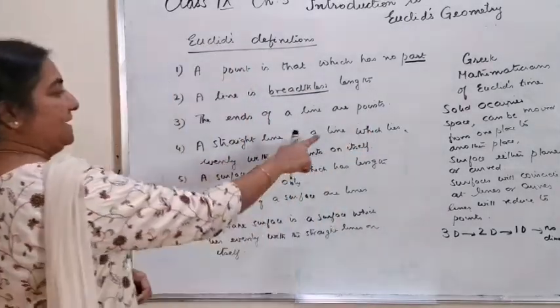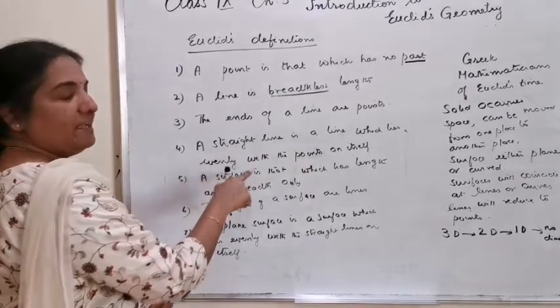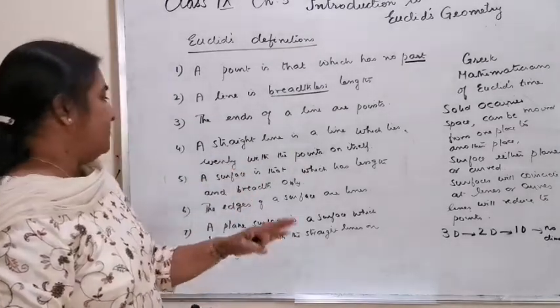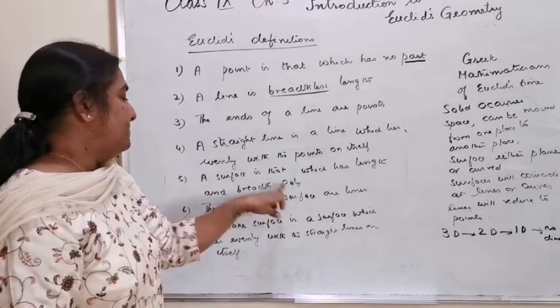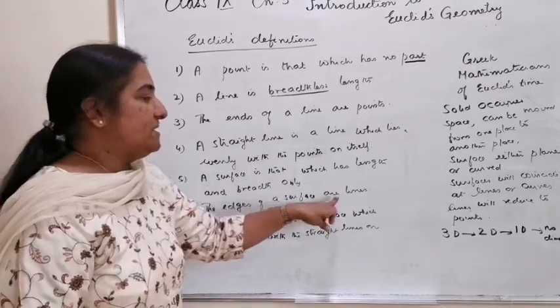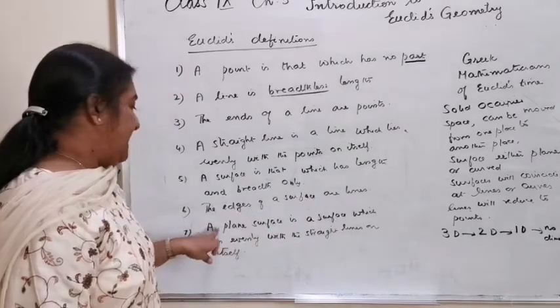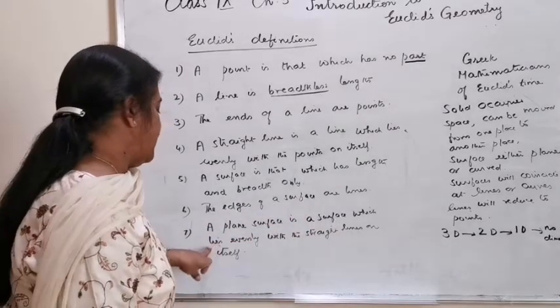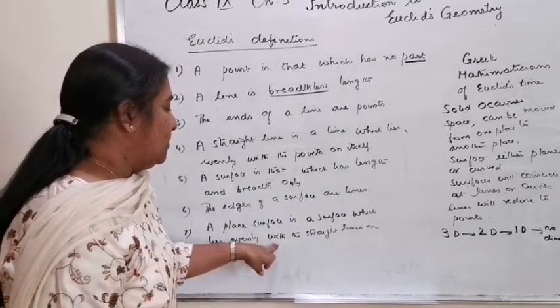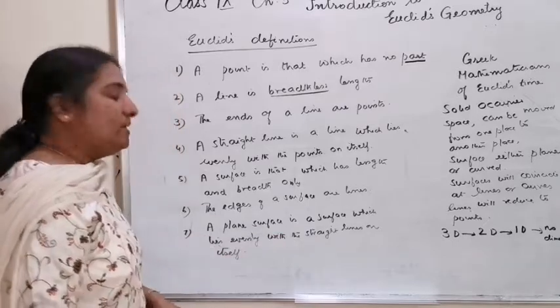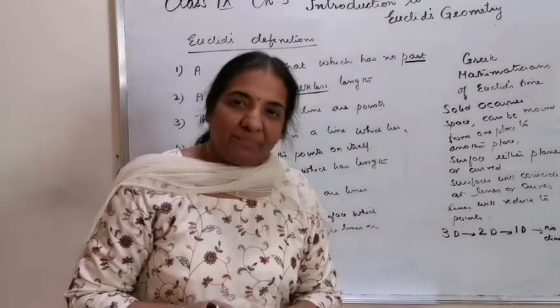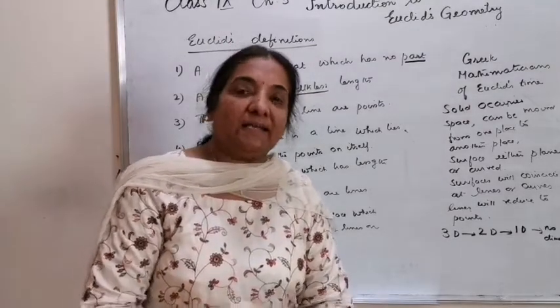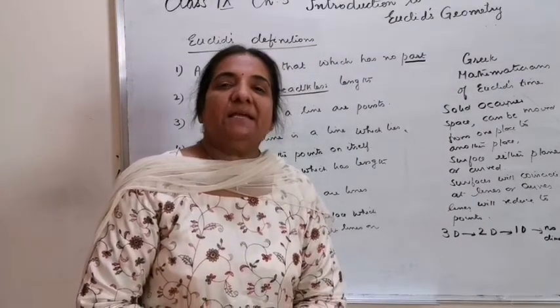A straight line is a line which lies evenly with the points on itself. A surface is that which has length and breadth only. The edges of a surface are lines. A plane surface is a surface which lies evenly with the straight lines on itself. So all the definitions at that time could not clearly convey the meaning.